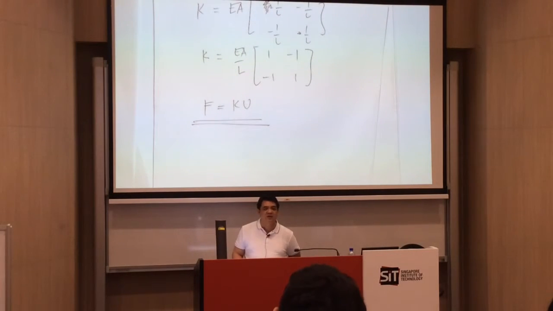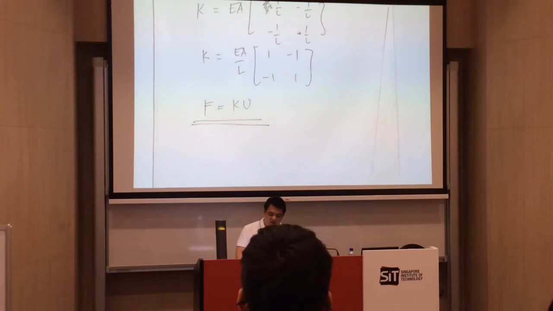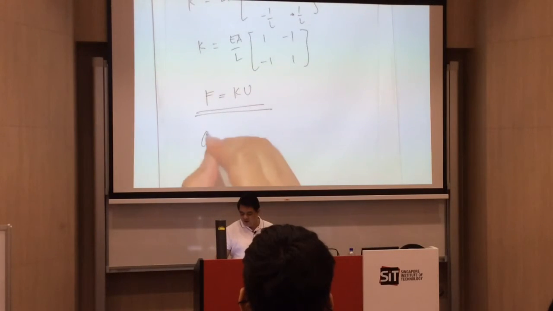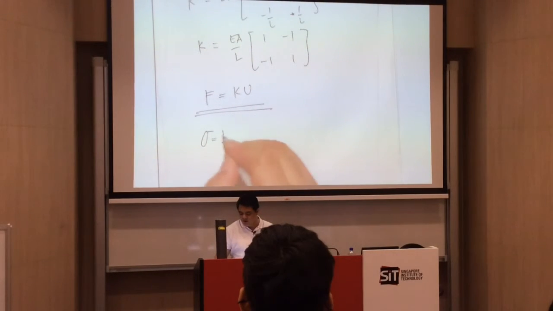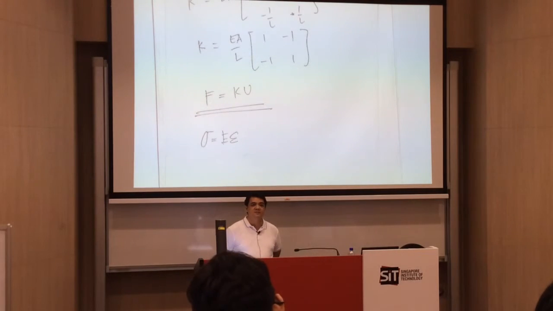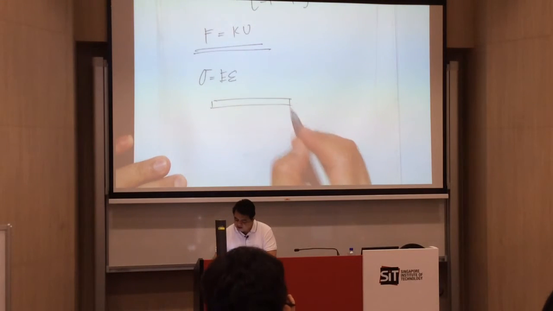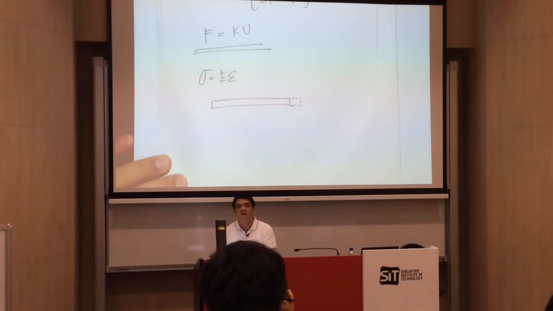We didn't discuss this one during year 3. It's probably just a simple one, but we didn't discuss it because it's not available in your notes. So how do we determine the stress? Of course, we know that your stress is equal to E multiplied by your strain. Again, we're just looking at a simple bar here.